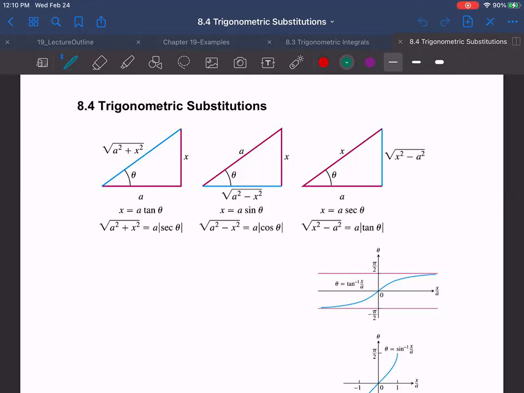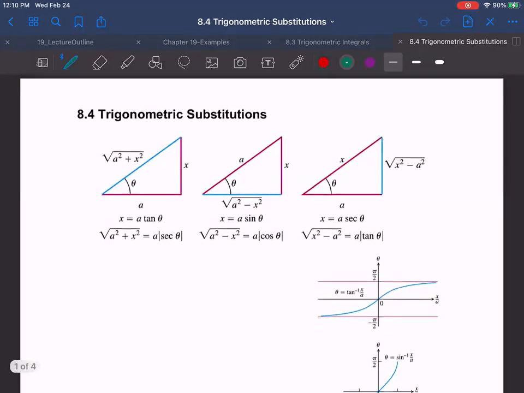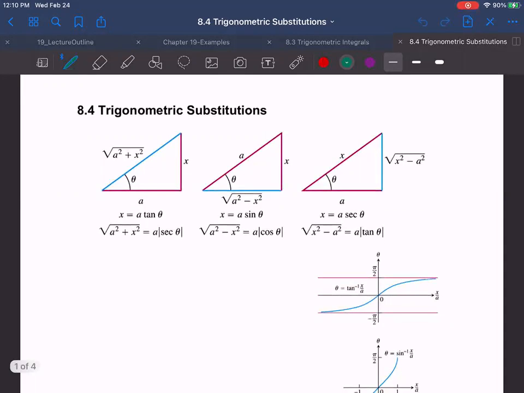All right, so here we're going to work with some trigonometric substitutions. Some things you need to remember. Keep in mind, sine of theta is equal to opposite over hypotenuse. Cosine of theta is equal to adjacent over hypotenuse. And tangent of theta is opposite over adjacent.